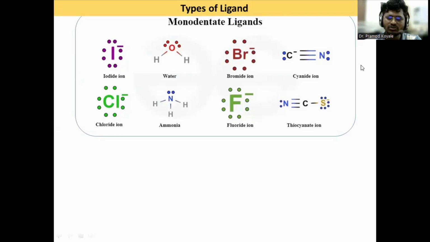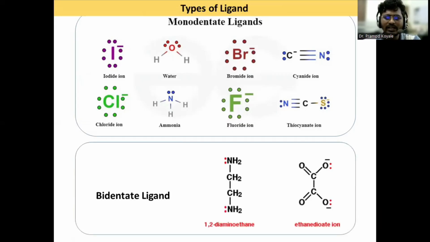These are the examples. Halides are monodentate ligands. Water molecule is a monodentate ligand. Ammonia is a monodentate ligand. Cyanide is a monodentate one. Regarding thiocyanate, it is a different type of ligand. We will discuss that one. It is known as an ambidentate ligand. We have that in the next slide.